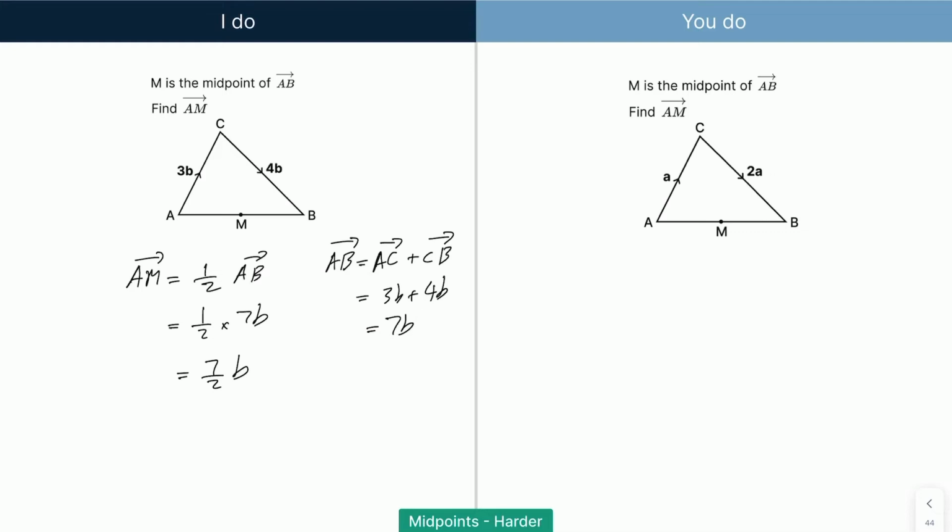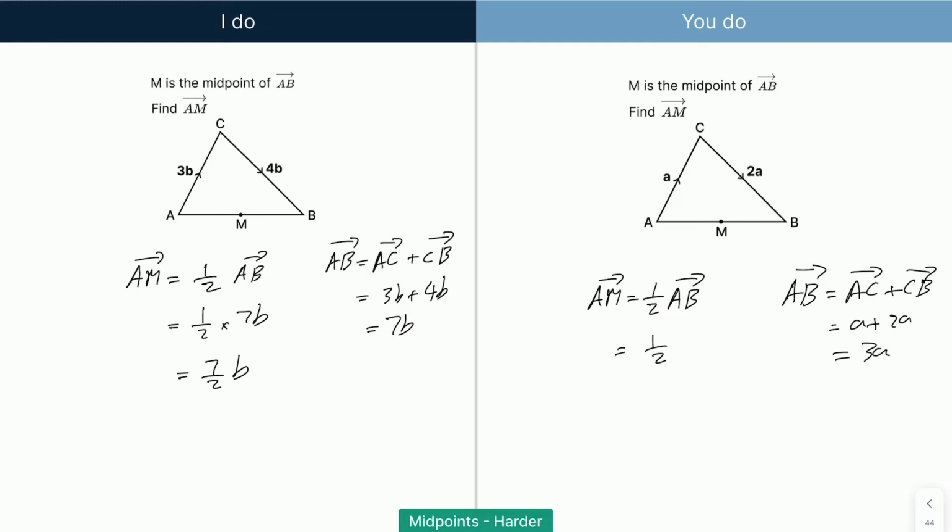So again, hopefully you've pressed pause, and I've got an example on the right. The question's saying find AM, so it wants half the length of that. The full length here is going to be AB, and we're going to halve that to get AM. To get AB, we can go from A to C and then C to B. That gives me A plus 2A, which is 3A, and then we can substitute that here, which is 3A over 2.